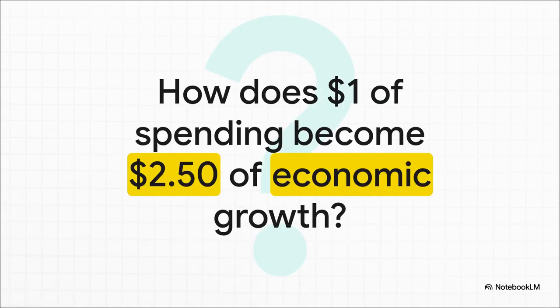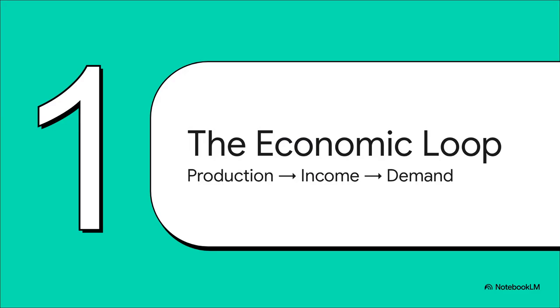You've probably heard this idea before, right? That a bit of government spending or some new investment can have this huge, outsized impact on the economy. But how does it actually work? How can a single dollar of new spending somehow become $2.50 of total economic growth? It honestly sounds like a magic trick, but I promise, by the end of this, you'll know exactly how the trick is done.